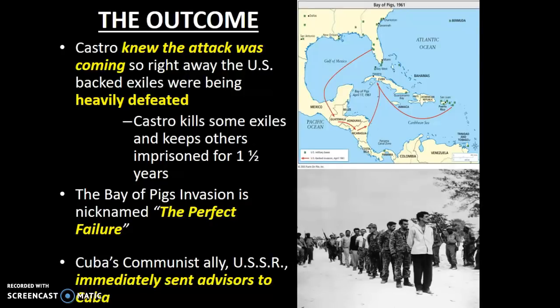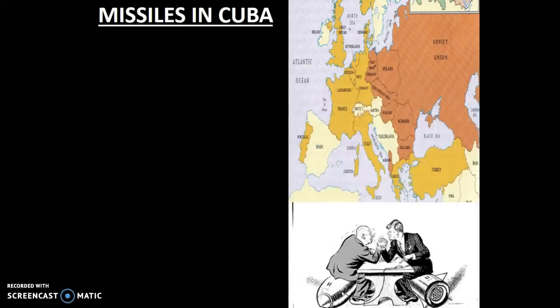Now, when the USSR finds out about this Bay of Pigs invasion and how much the United States was involved in this, the USSR immediately sends its top secret advisors to Cuba. These advisors are going to go into Cuba in order to help Fidel Castro build up a plan to protect itself from any further United States planned invasions. And so what we're going to find is that the failure of the Bay of Pigs is going to lead to a huge crisis. And the huge crisis is atomic missiles are going to be placed in Cuba.